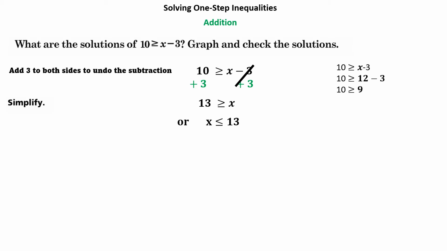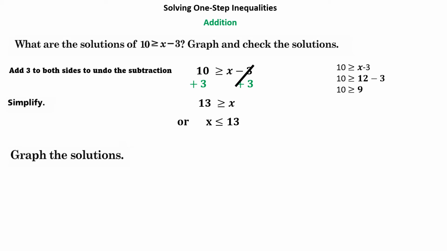Okay, so x will never be greater than 13. I would say check your solutions. How could you do that? Just use the original inequality: 10 is greater than or equal to x minus 3. You can plug in any value for x as long as it's less than 13. I put in 12 and I got 9. So yes, 10 is definitely greater than or equal to 9.